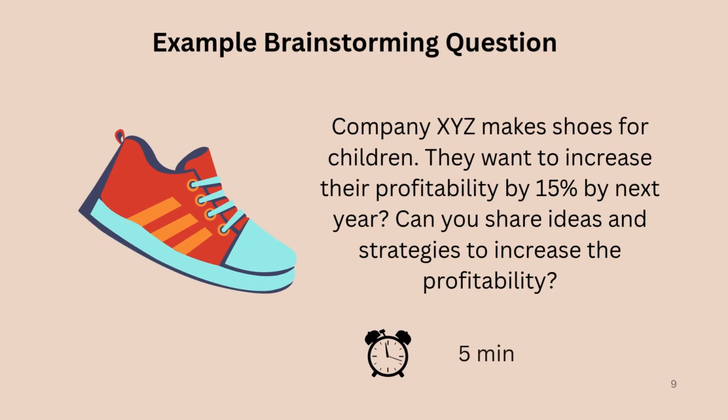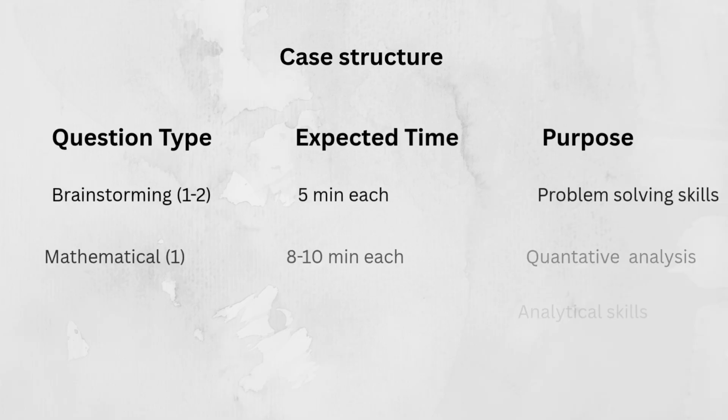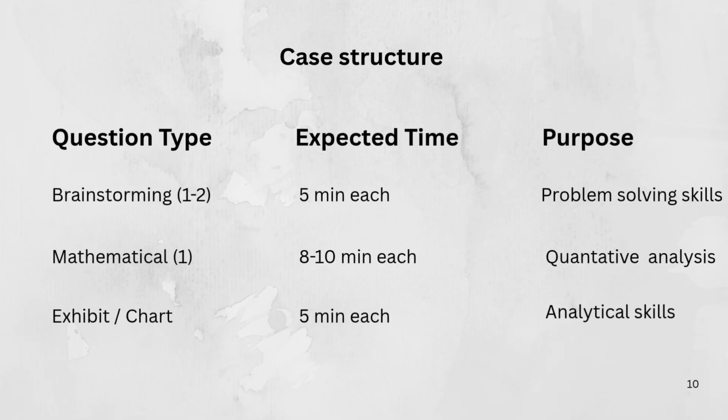So, for example, a brainstorming question could be like, a company XYZ makes shoes for children and they want to increase their profitability by 15%. Let's say that is the prompt. A brainstorming question could be, can you please share a few ideas and strategies to increase the profitability? Pretty open ended, right? It lasts typically for 5 minutes, where 1 minute is for you to think through the question, and 2 to 3 or 4 minutes you will take to communicate it in a structured way. Okay, and later we'll create another video by taking an example.